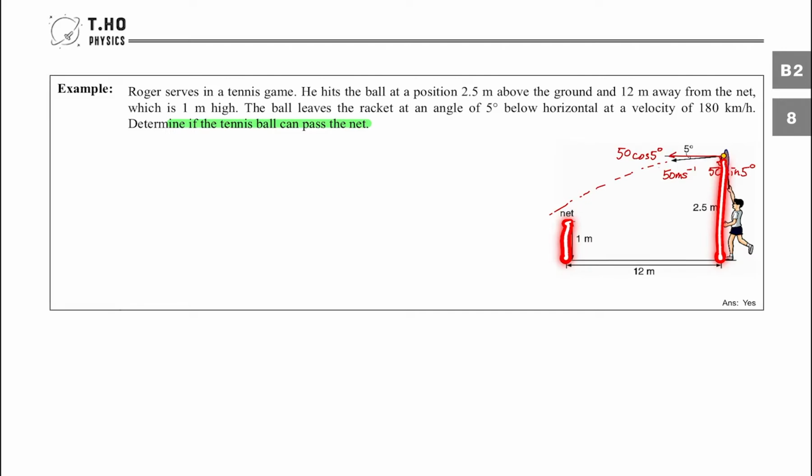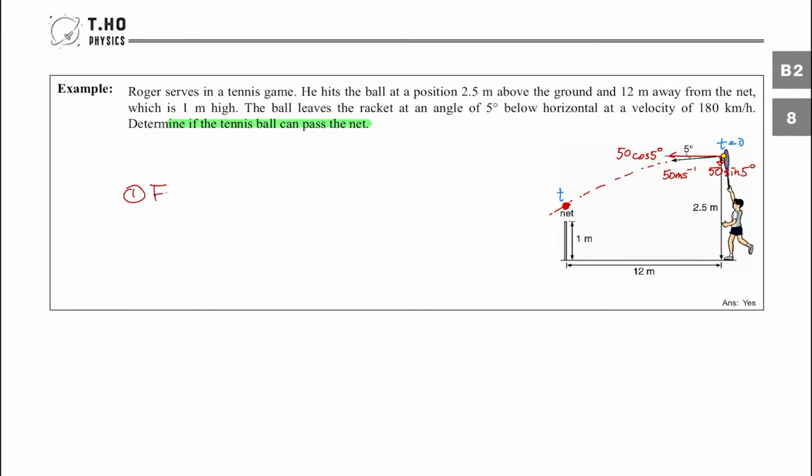So in order to let the ball pass the net, the ball must not fall more than the difference. The difference is 1.5 meters. The ball must fall less than 1.5 meters when it goes 12 meters across. So firstly, let's say the ball is at this position when it is right above or below the net. We assume at the beginning time is 0, and this is time t.